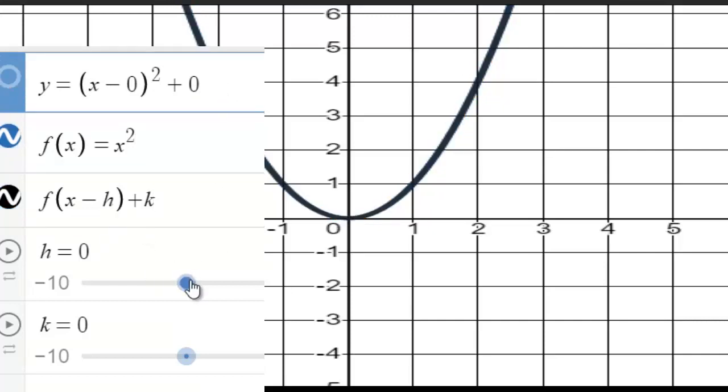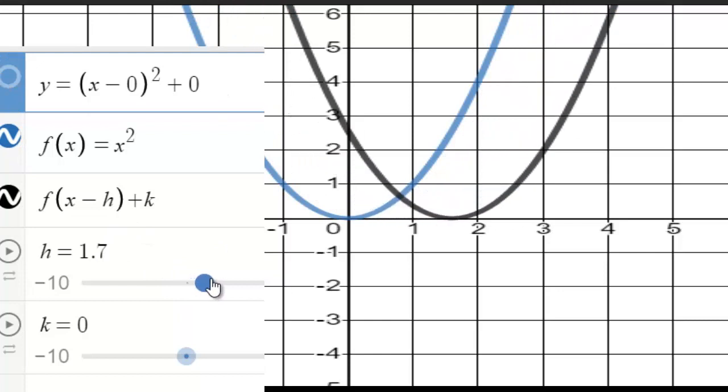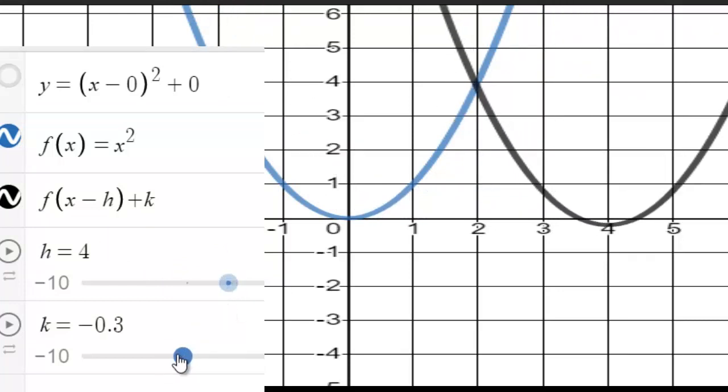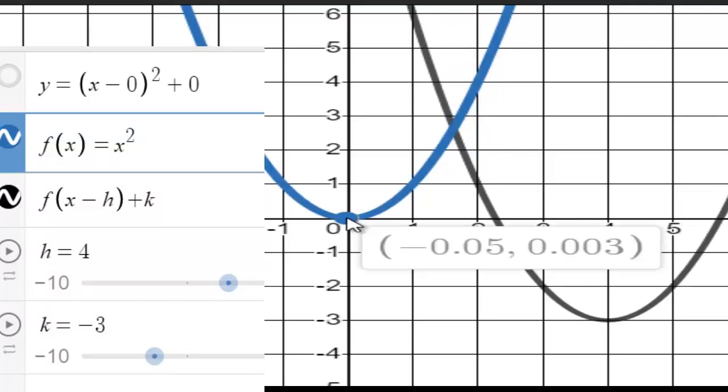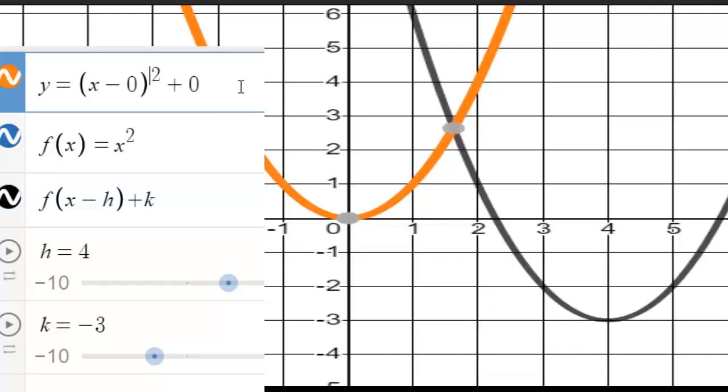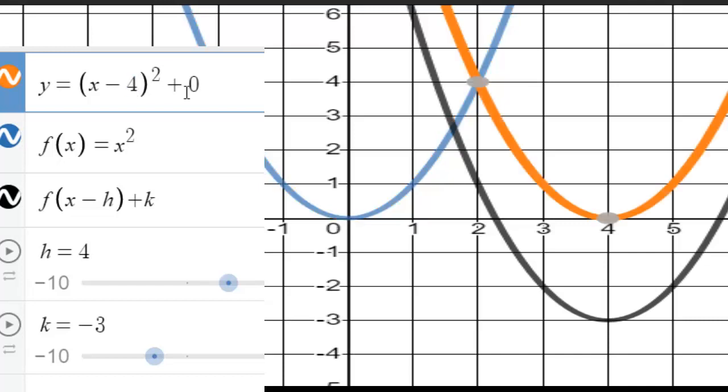Now I'm going to take the h value and slide it to the right 4. And then I'll take the k value and slide it down 3. And you'll notice two things changed on the vertex. The x became 4, so 0 plus 4. And the y became -3, so 0 minus 3. If I turn the orange function on, I can make it match the same, but I have to put a 4 in for h, which moves it to the right, and then a -3 in for k, and now my function matches exactly.